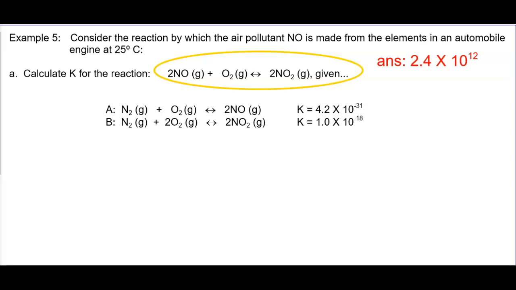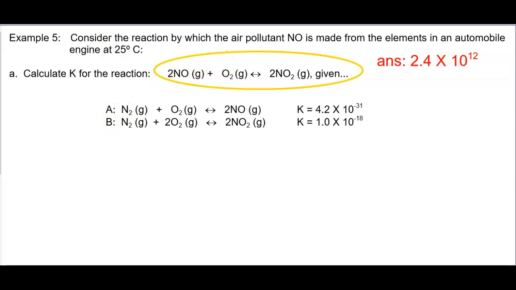Okay, so for example 5, we are now going to use that product rule where we have an unknown K for this equation, but we have a multi-step reaction, or two reactions that created this one, and we have K's for these values. So we're going to look at what we need and say, what do I do to A to make it look like my unknown? What do I do to B to make it look like my unknown?